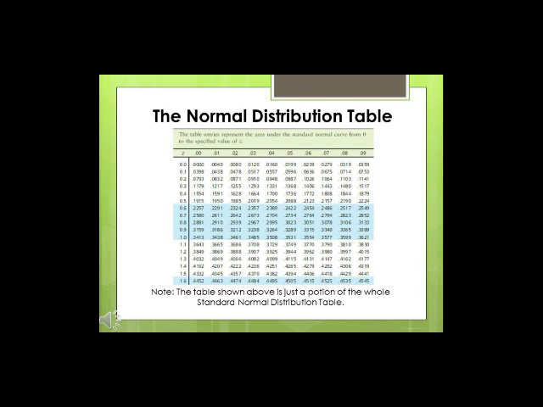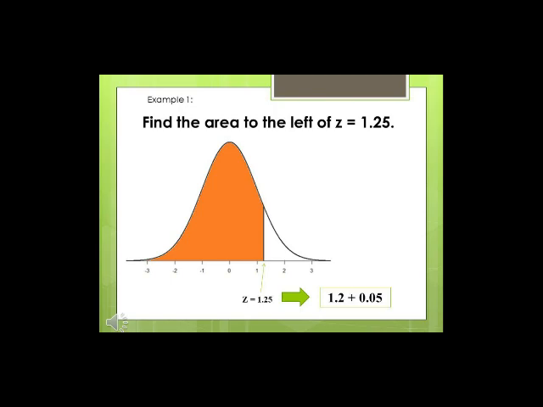Please note that the table shown on this slide is just a portion of the whole standard normal distribution table. Now, let's find the area to the left of z equals 1.25. As shown in the figure, this area is the portion of the graph in the color orange.